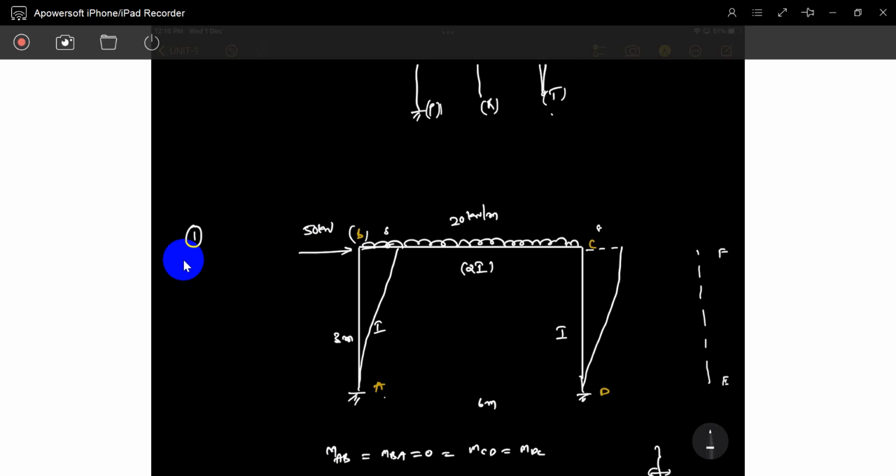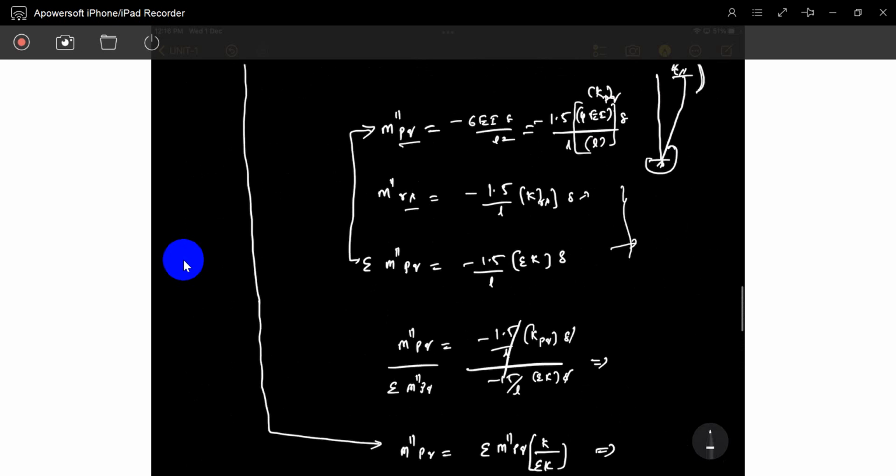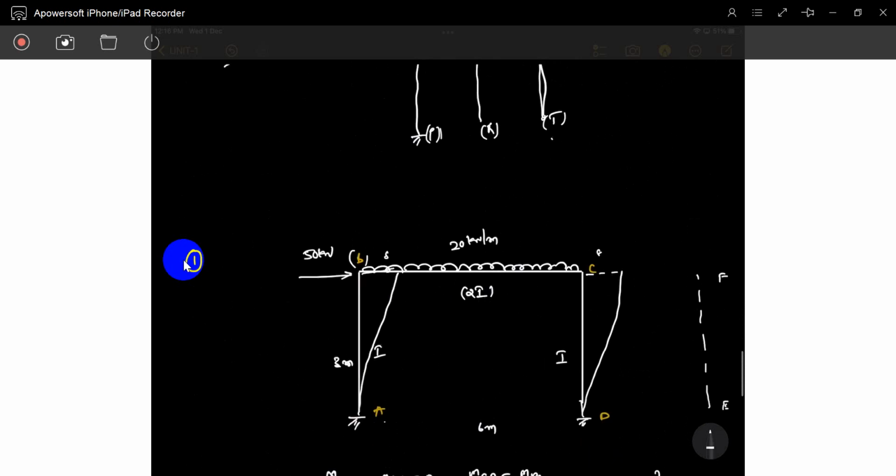Displacement factor for the column AB, displacement factor for the column CD, displacement factor for the column EF. That's the only thing, not joint B. Are you understood? Otherwise you can check what I write here. Okay, so go and check once again.